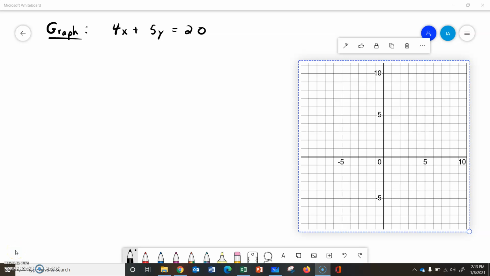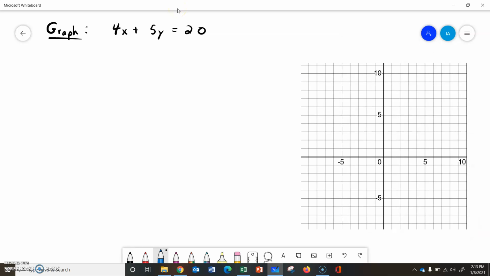Alright, we're going to graph 4x plus 5y equals 20. So this is a linear equation. It will probably be easiest if we get it in the y equals mx plus b form, and in that case, that means basically getting the y completely by itself.